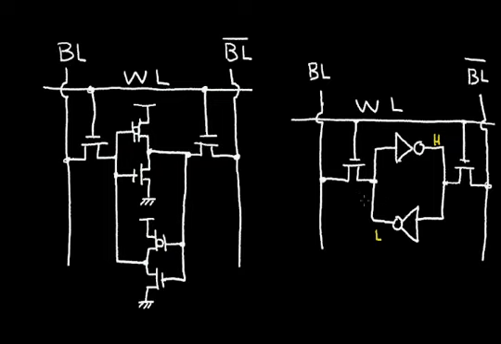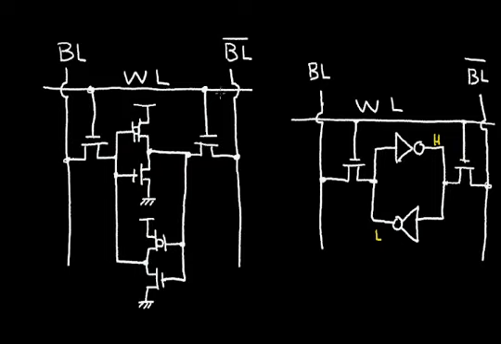So I've shown here 2 bit lines. I've labeled them BL and not BL. And I've shown a word line that I've labeled WL.